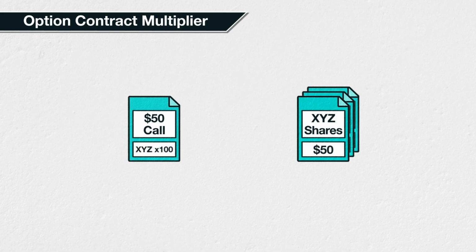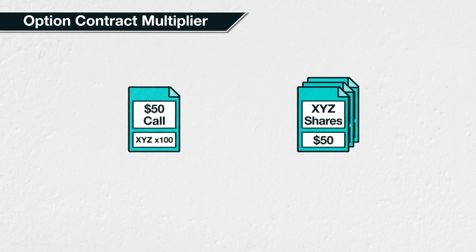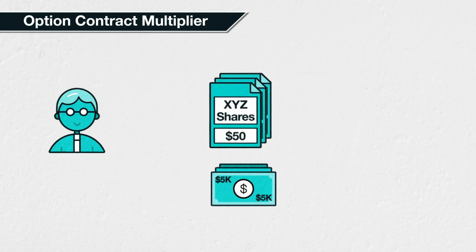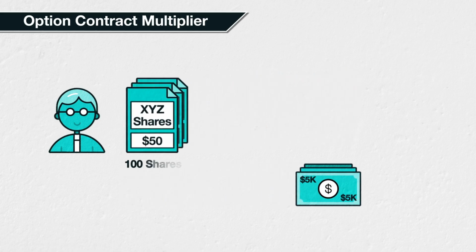The multiplier is 100, so this option contract controls 100 shares of XYZ. Therefore, when the trader exercises the option, they will pay $5,000, which is calculated as the $50 strike price multiplied by the 100 multiplier. And they will receive 100 shares of XYZ.